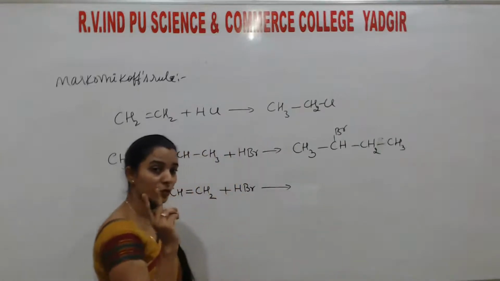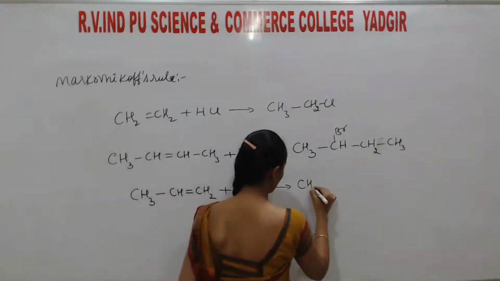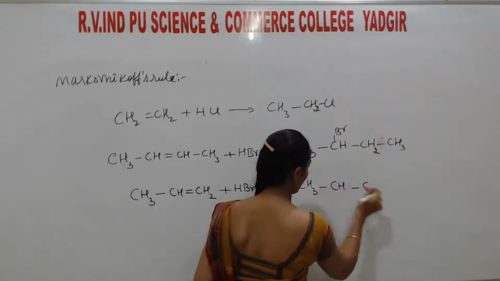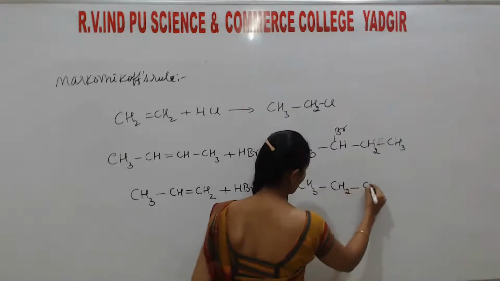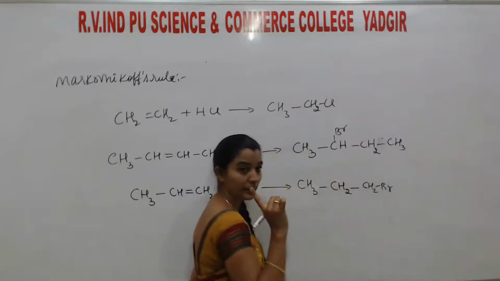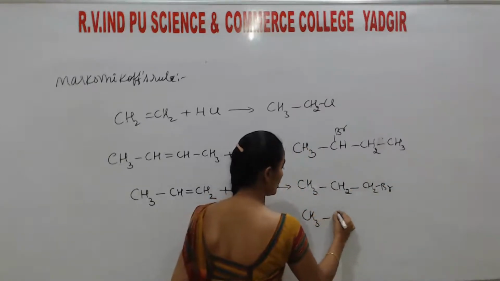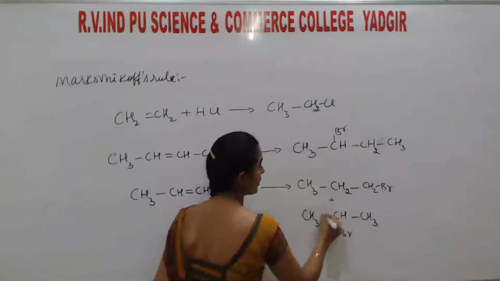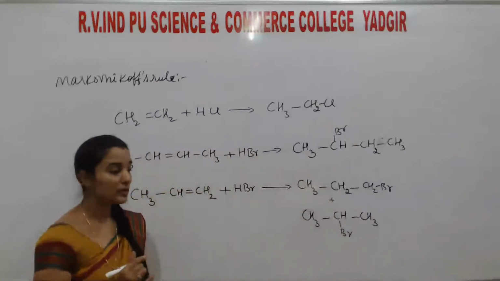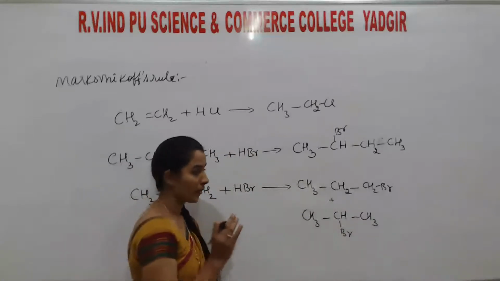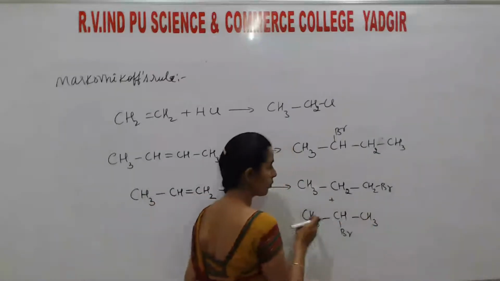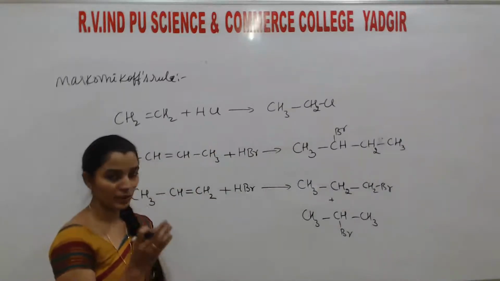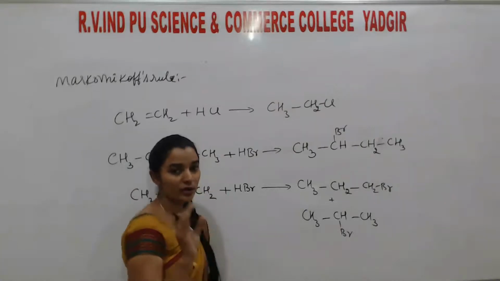So then, what is the product here? There may be a possibility of two products. One is CH3, CH double bond, single bond, CH2, CH2Br. That is one possibility. Another one is CH3, CHBr, CH3. So there may be a possibility of two products. But which one is the major product here? The first one is 1-bromopropane, this is 2-bromopropane. Which one is the major product here? That is decided by the Markovnikov result.